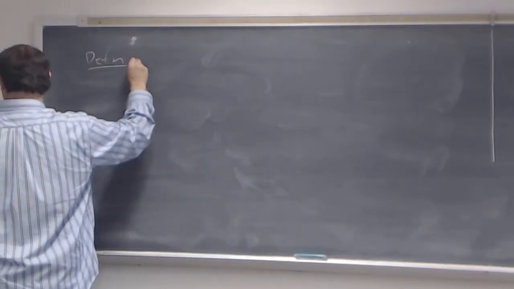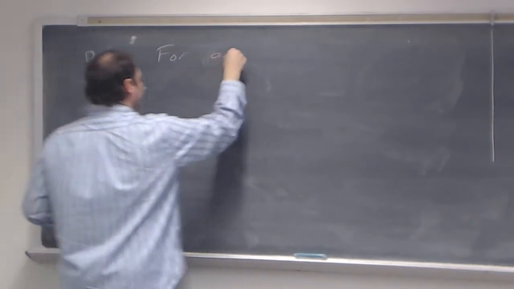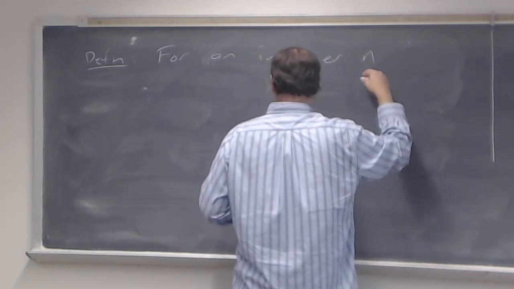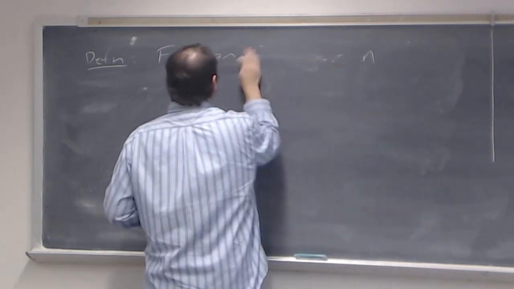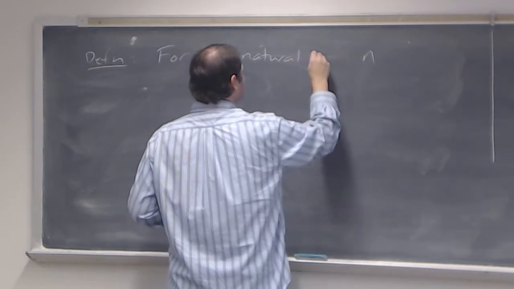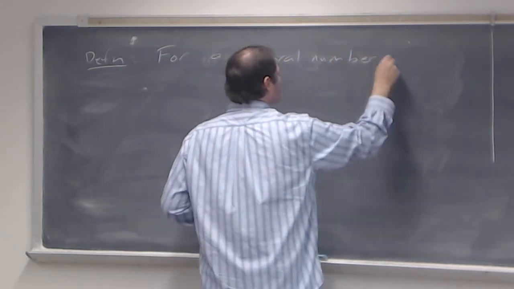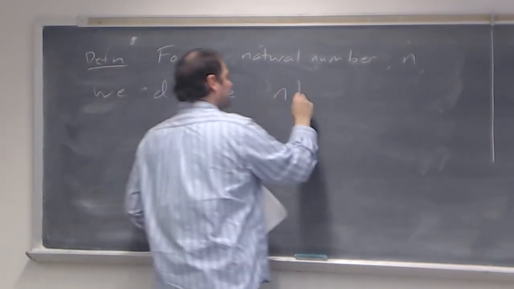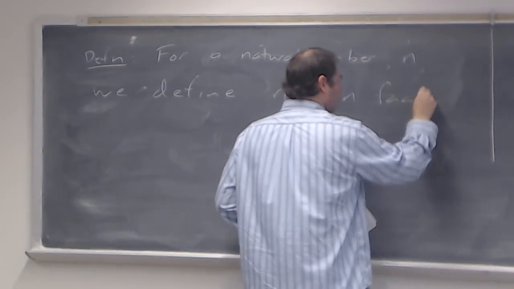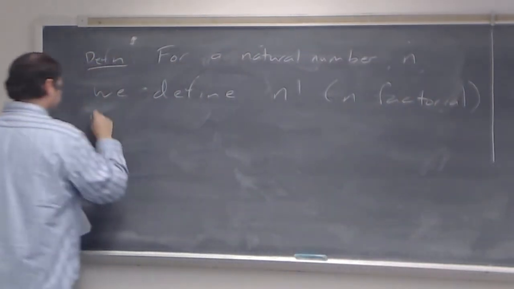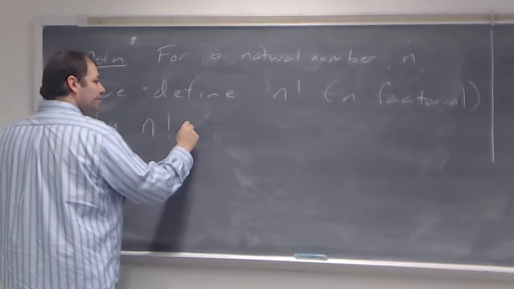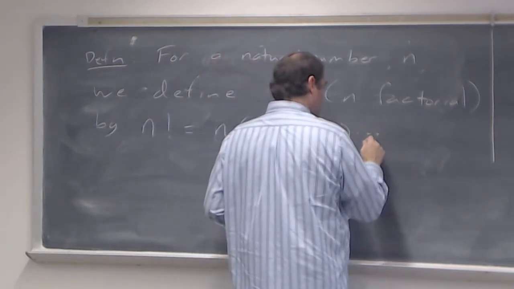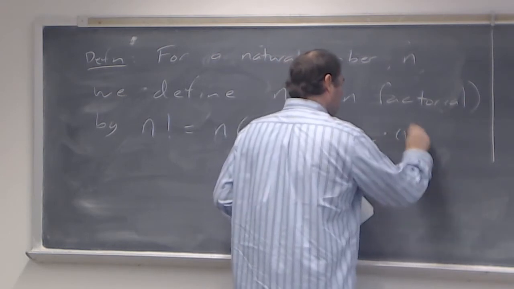So as a definition, let's recall this. For a natural number n, a positive integer n, we define n factorial, written n!, by n factorial is equal to n times n minus 1 times n minus 2, all the way down in this multiplication to 1. Multiply by 1.